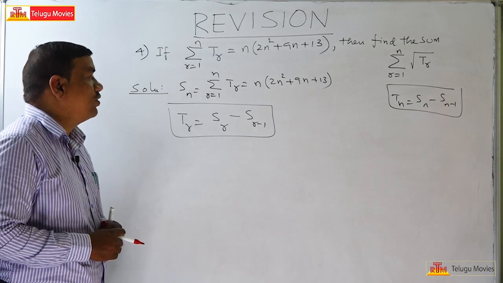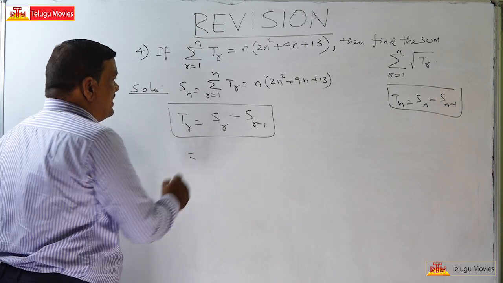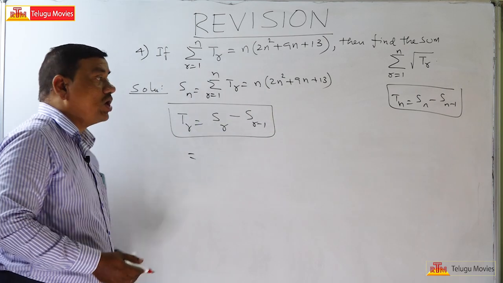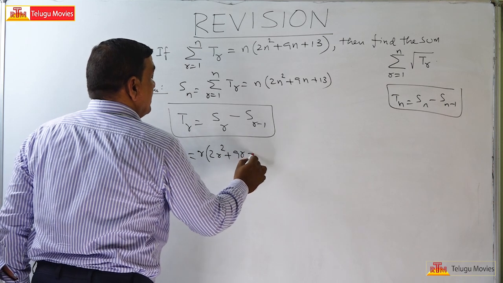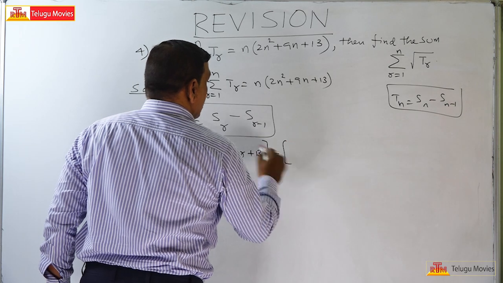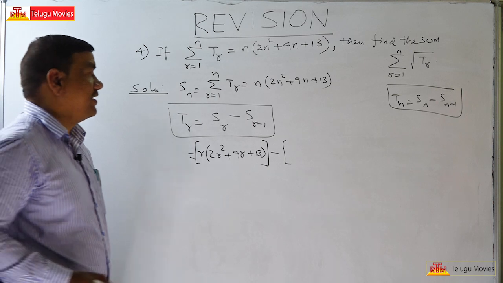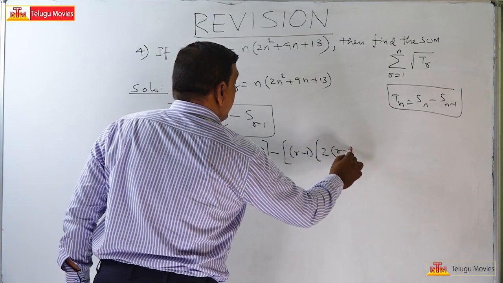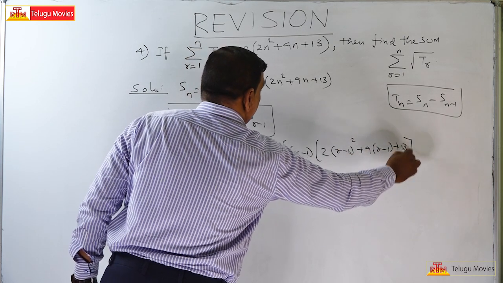So TR is equal to SR minus SR minus 1. Okay, now this means Sn is this. SR means substitute R, that means R into 2R square plus 9R plus 13. This is SR minus SR minus 1. SR minus 1: wherever n is there, you substitute R minus 1 here. R minus 1, 2 into R minus 1 whole square plus 9 into R minus 1 plus 13.